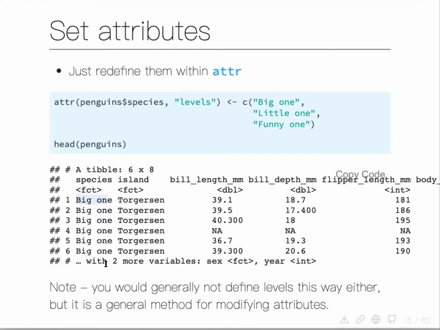Okay. Again, this is not generally how we would change the levels of a factor. We wouldn't use attr. We would use the levels function and then redefine it that way. But this is the most general way to access attributes.